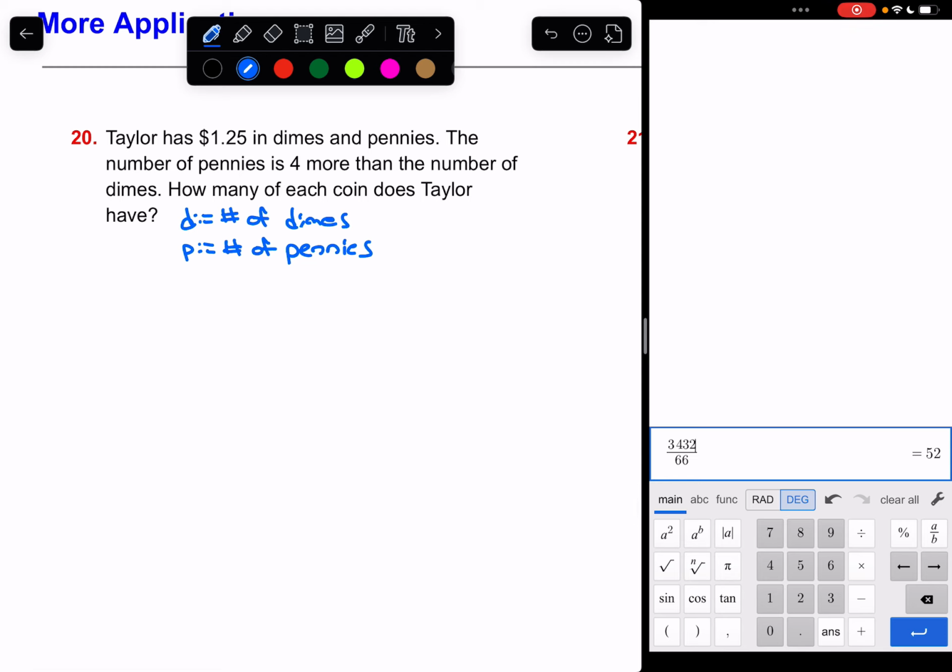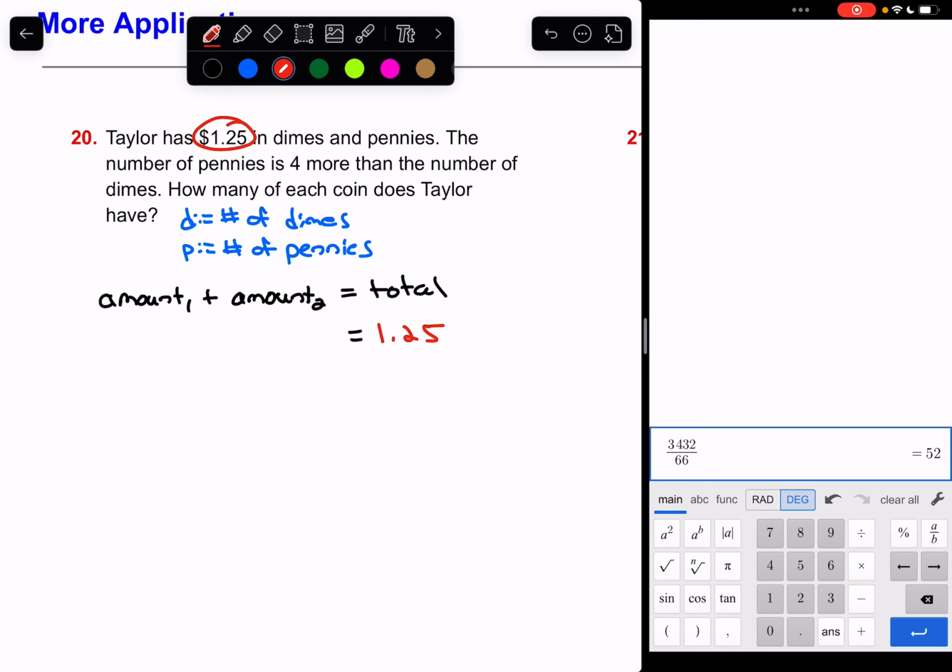All right, so we have $1.25 total. Just like before, in two problems ago, whenever we have a total of something, that is going to tell us to add together the individual parts. So what we're going to do is add together, just like before, amount 1 plus amount 2, and this is going to equal our total, where our total is the $1.25, so 1.25 here.